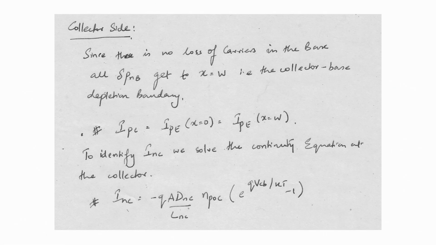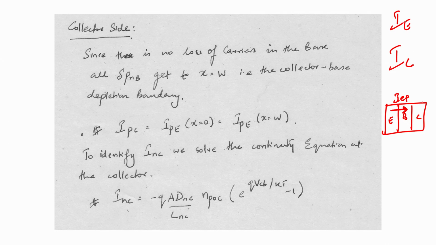So, now let us do it on the collector side. We know what IE is. What is the collector current? Now, how do we go about the collector current? The collector base junction is reverse biased, right. This is the argument we make. We say that there is no loss of carriers in the base. So, we have the emitter base collector. We know what IEP is. We say that this IEP came into the base, and as per our assumption there was no recombination in the base, therefore, there is no loss of IEP.